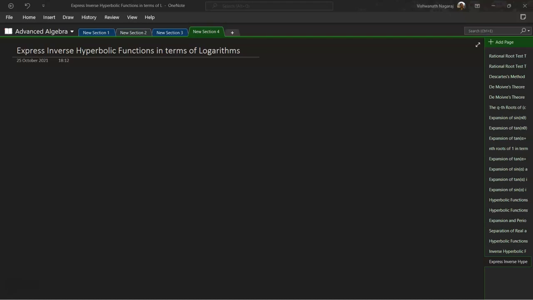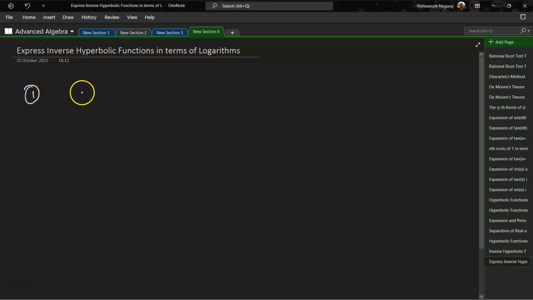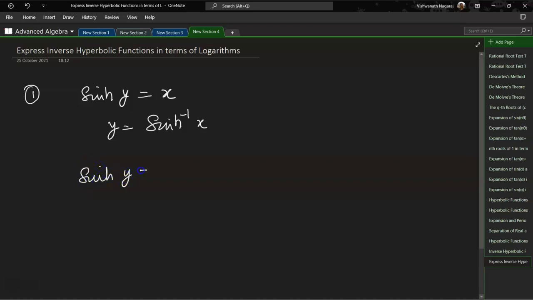Let's see how we can express inverse hyperbolic functions in terms of logarithms. Okay, let's take the first one, that is sine inverse hyperbolic: sinh of y is equal to x. Which means y is equal to sinh inverse of x. Now this we have to express in terms of logarithms. Let's take sinh y equal to x.